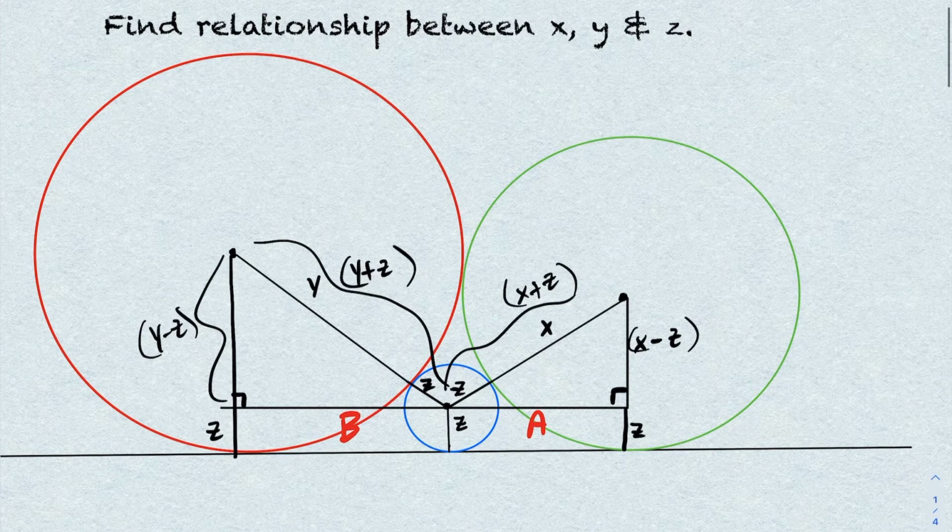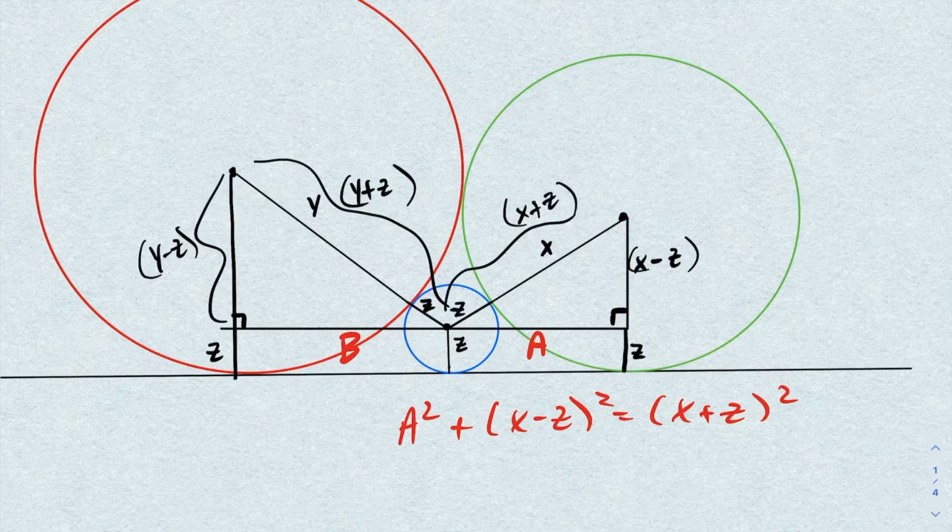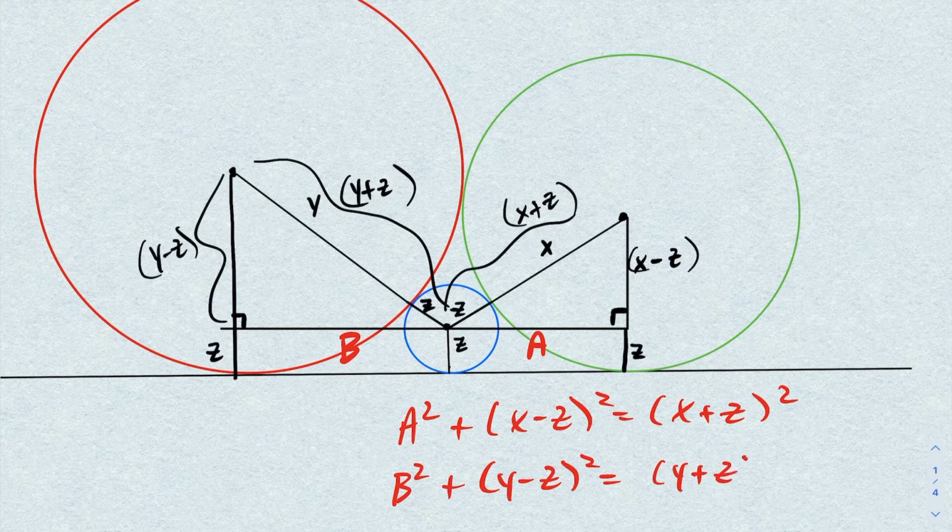This is our b value. Again, I don't know what that is. So we can put this information together because these are right angled triangles. So if I look at the small triangle I've created here, I have Pythagorean theorem, in which case we get a squared plus x minus z squared is x plus z squared. Likewise, for the larger triangle, we have b squared plus y minus z squared equals y plus z squared.